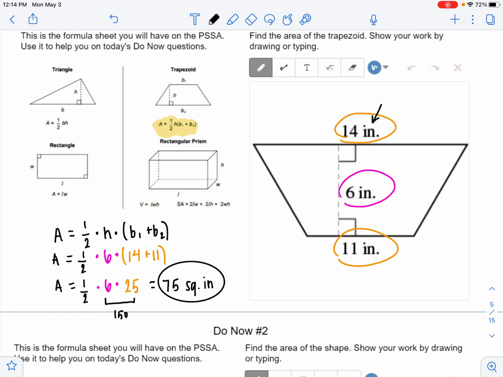Perfect. And if you want extra practice finding the area of trapezoids, I recommend heading to Freckle and checking out the adaptive practice on geometry.